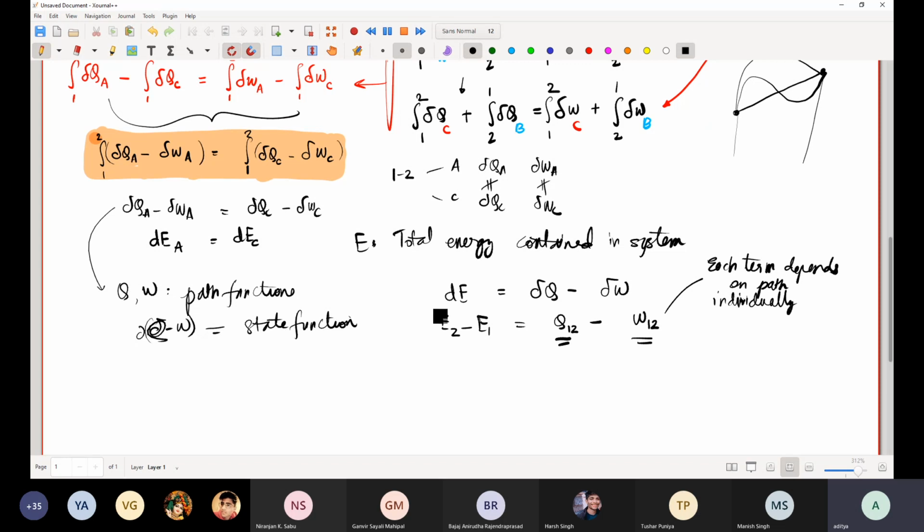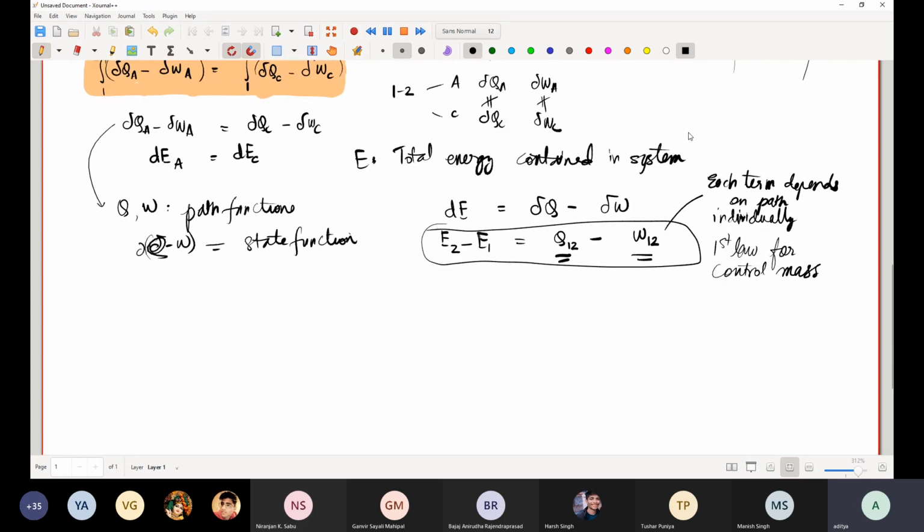This is the statement of the conservation of energy, and this comprises the first law for a control mass. Now what does E comprise of? E is comprised of three things. First is the internal energy. Second is kinetic energy. The third one is the potential energy.